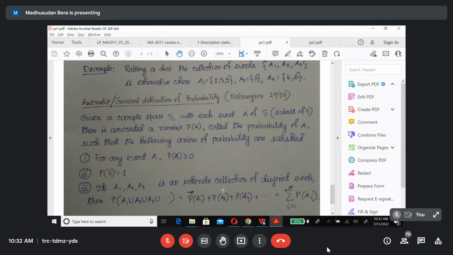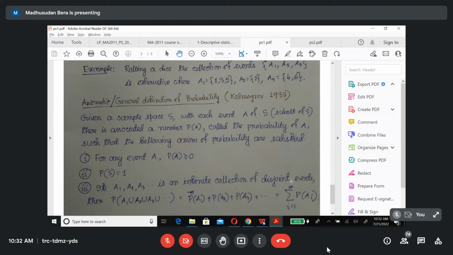If that type of condition is satisfied, then P(A) is called the probability of the event A. For any event, it is greater than or equal to 0. For the sample space, its value is 1. And if we have a disjoint collection of events A1, A2, A3, then the probability of their union is equal to the sum of their individual probabilities. So P of A1 union A2 union A3 will be P(A1) plus P(A2) plus P(A3) and so on, that is, summation i from 1 to infinity of P(Ai).